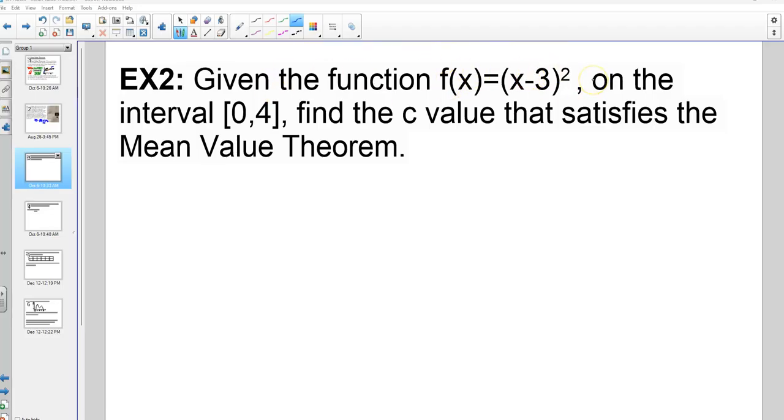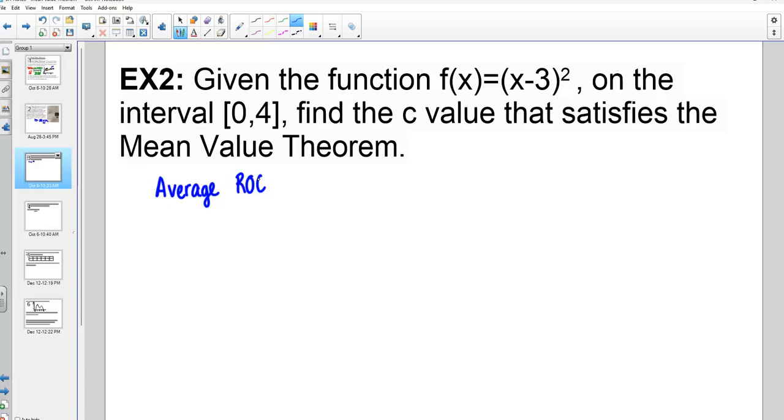If you're given a function on the interval from 0 to 4, find the c value that satisfies the mean value theorem. So this one's not asking us to prove the mean value theorem. It's saying find the c value that satisfies it. For the mean value theorem, I need average rate of change to equal instantaneous rate of change. So the first thing I need to do is find my average rate of change. I'm going to use ROC for rate of change. Don't do it on the AP exam, but I'm going to be a little bit lazy here.